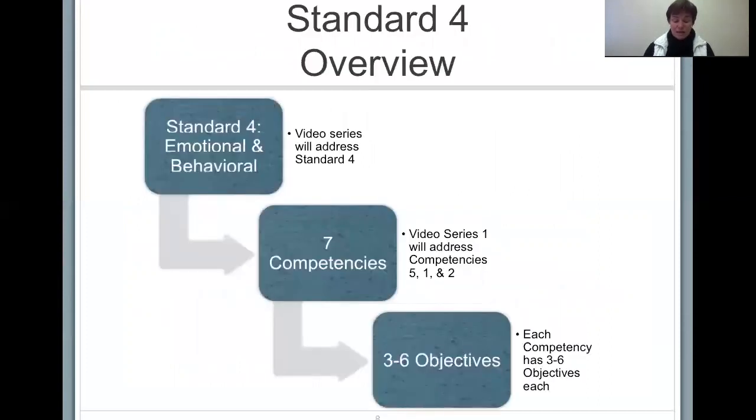Now we are ready to begin talking about Standard 4. As an overview, Standard 4 contains 7 different competencies. Each competency will be addressed during the video series. With each competency, there are 3 to 6 objectives. Video series 1 will cover competencies 5, 1, and 2 in that order.